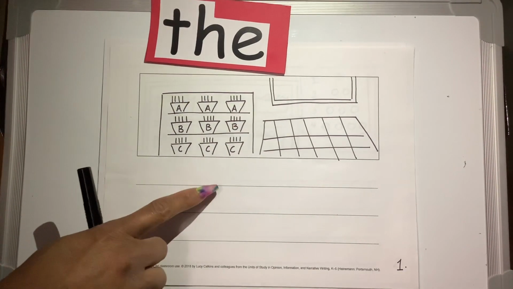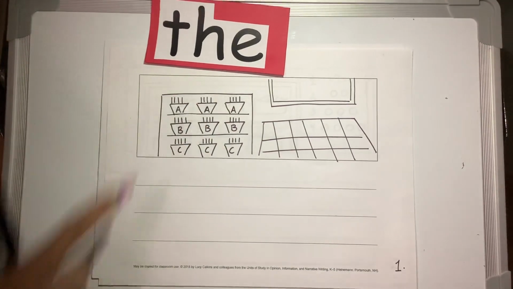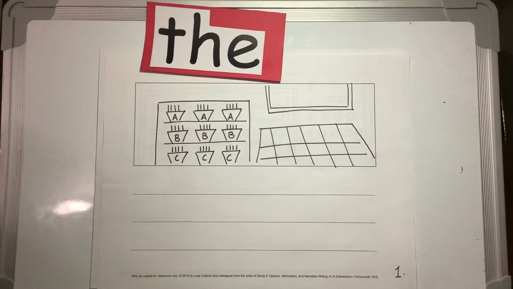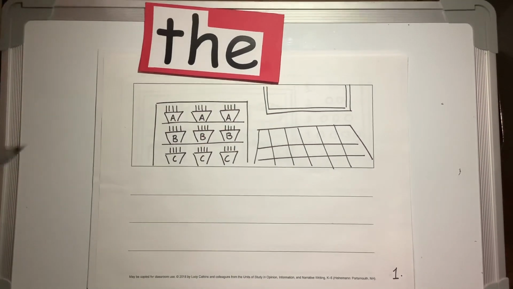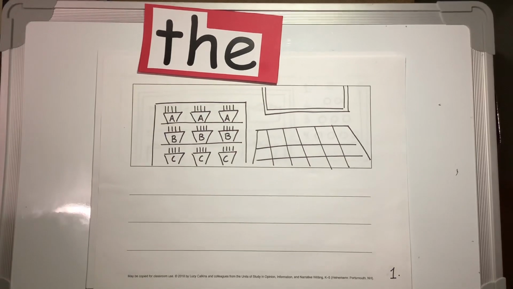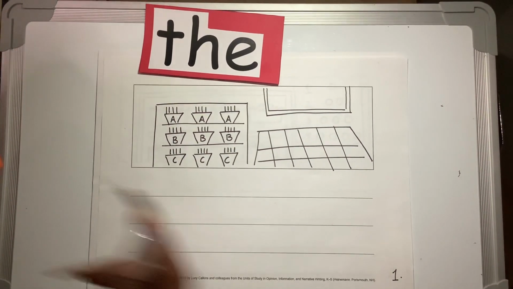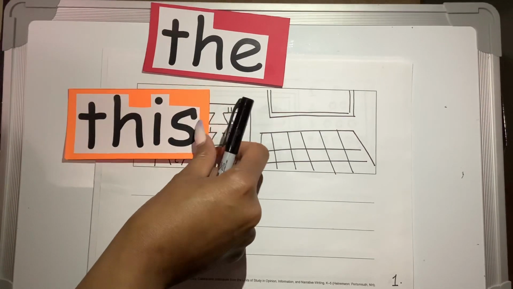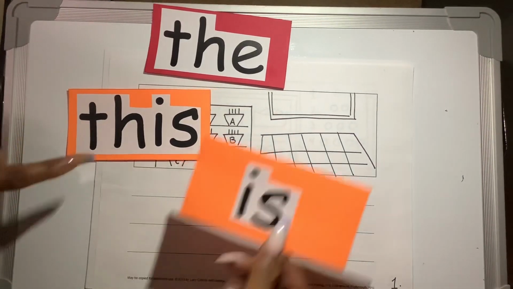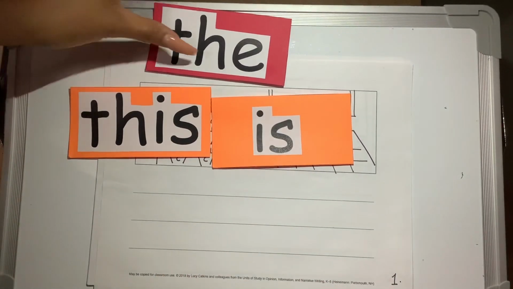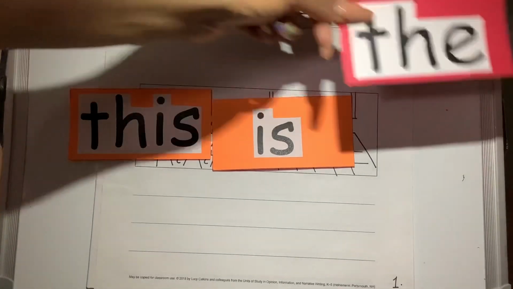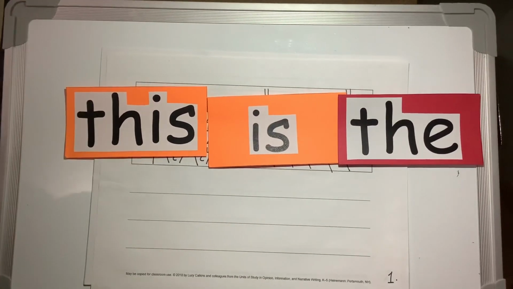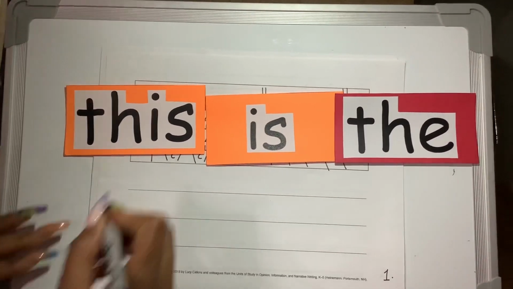On this page, I see the library, the classroom library. So I also have some other cards here. And what I want to put on this page is, this is the library. So I took out my sight word cards. This, that's your orange sight word, is, and we have our the from the classroom, the, and then I can fill in by looking at my picture, the library.